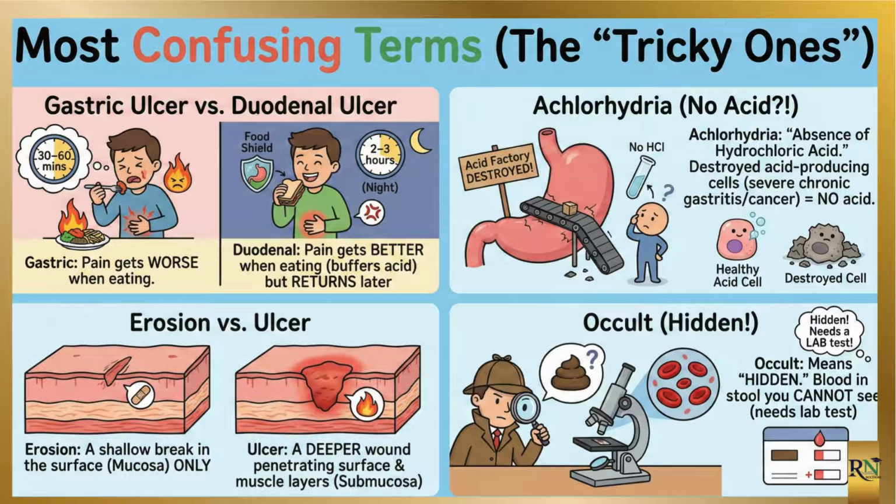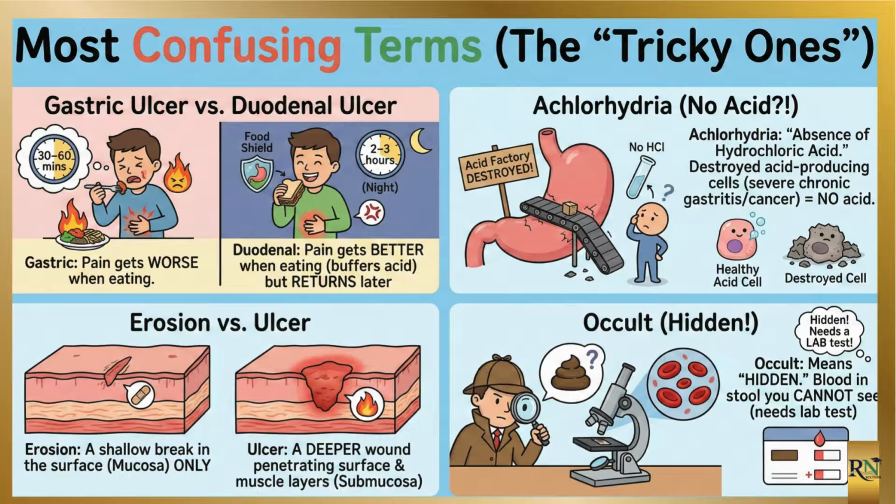Erosion versus ulcer. An erosion is a shallow break in the surface layer of the mucosa only. An ulcer is a deeper wound that penetrates through the surface and into the deeper layers, the submucosa. Occult in medicine simply means hidden. Occult blood is blood in the stool that you can't see with the naked eye. You need a lab test, a fecal occult blood test, to detect it.